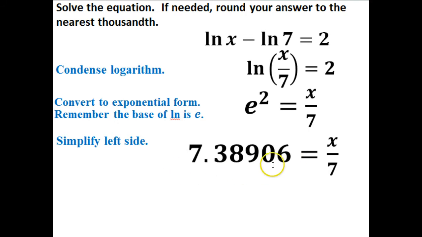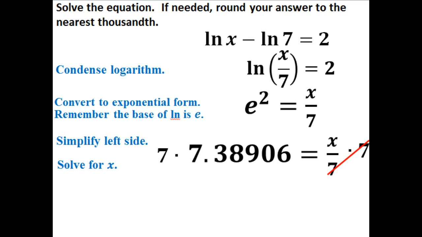Now that I've simplified the left-hand side, I need to solve this one for x, meaning I'm going to get x all by itself. This is x divided by 7, which means I need to multiply both sides by 7. So I'm multiplying this side here by 7 and this side. The one on my right, I have a 7 over 7, which will cancel each other. Now the one on the left, I just need to go 7 times that number.